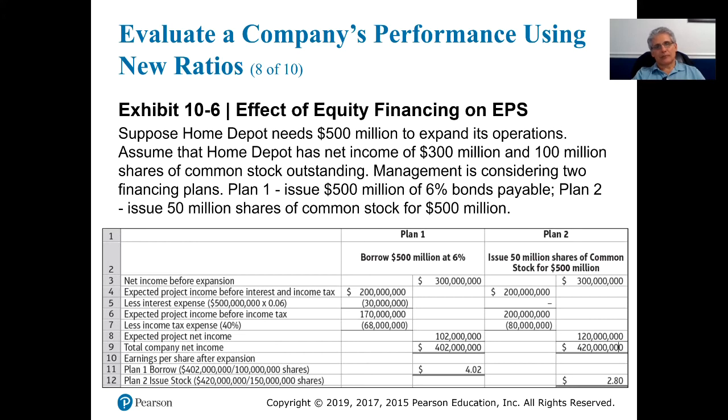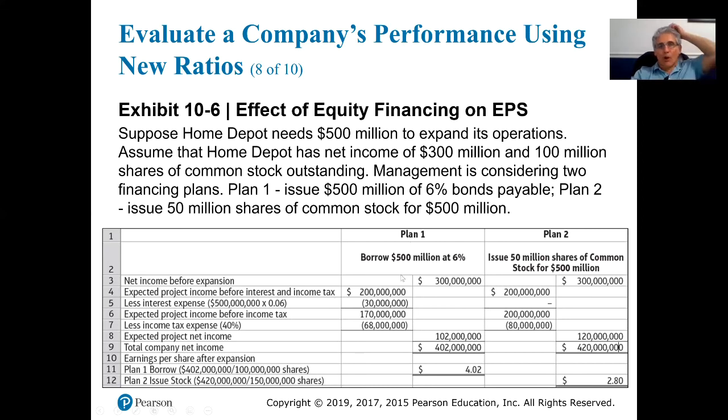stock for 500 million. So under the two different plans, one is to borrow 500 million at 6%, and the other is to issue 50 million shares. Under the two plans, net income doesn't change. That's going to be remaining the same. The expected or projected income before interest and income tax is 200 million, so that remains the same. Doesn't matter how we look at this in terms of the income from the project.